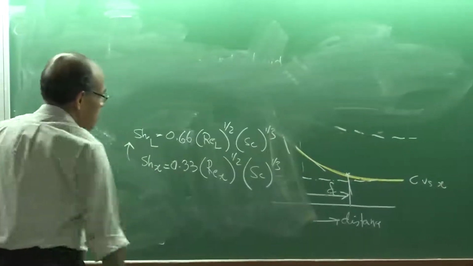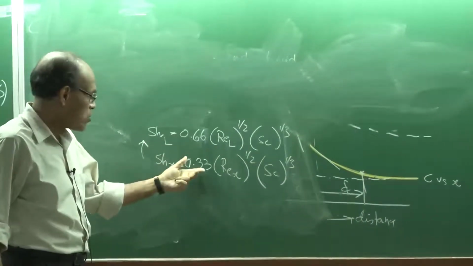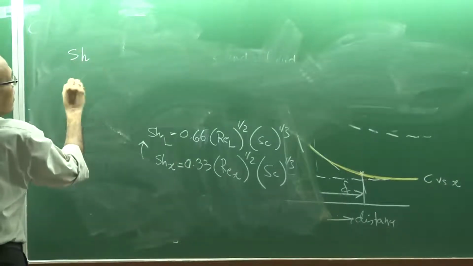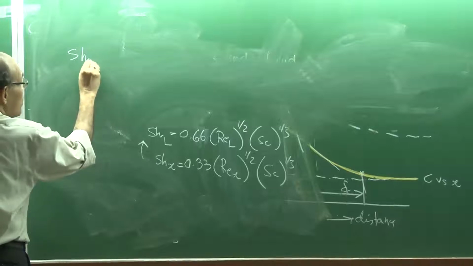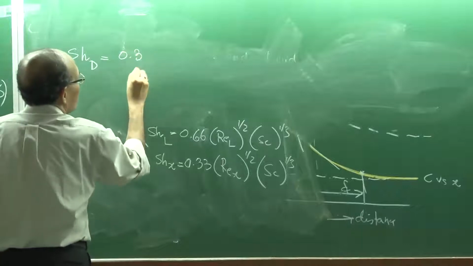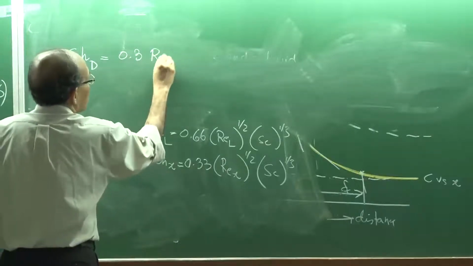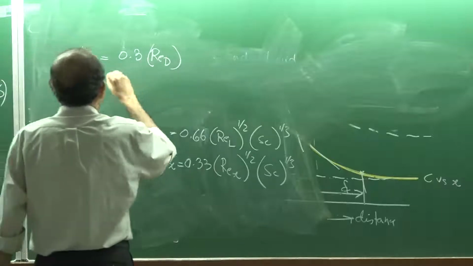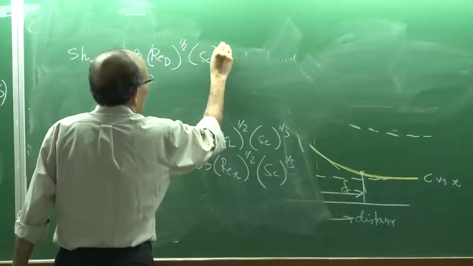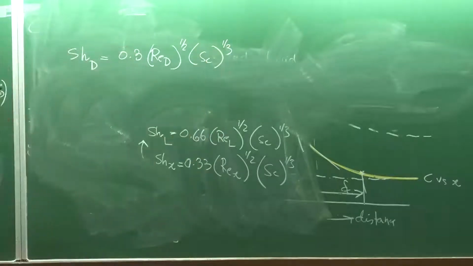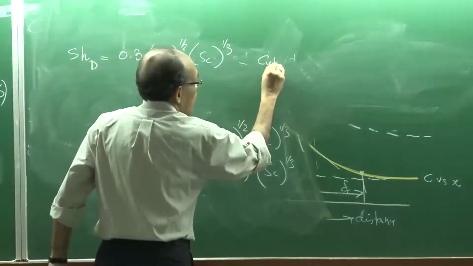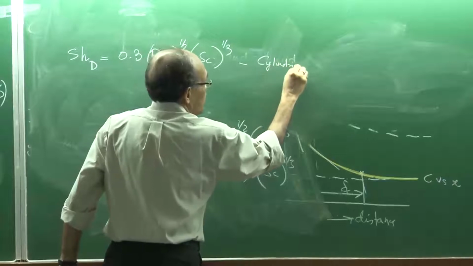Now, this correlation, for example, as I have indicated in the context of a cylinder, that Sherwood number, and for a cylinder it is based on the diameter of the cylinder, is something like, I think, 0.3 into Reynolds number based on diameter, to the power half, into Schmidt number. So this correlation is for a cylindrical geometry in laminar flow.